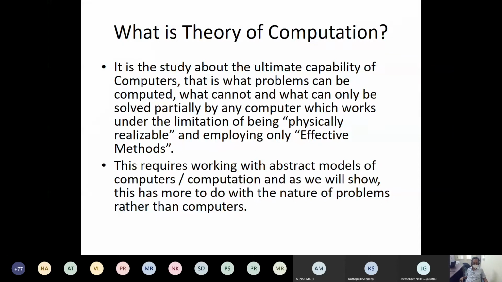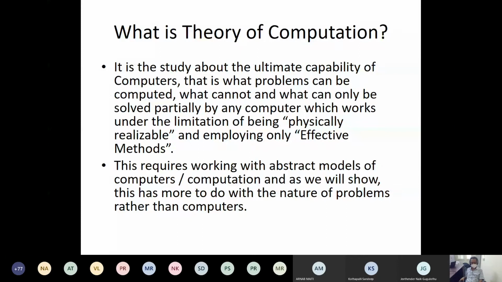This is our belief at the moment. What exactly do we mean? We mean by that, suppose we cannot solve one particular problem in a computer, it is not so much about the limitation of that computer. If we had a bigger computer, we could have solved it. Of course, there are problems which are like that, but we are not interested in that. We are interested in those problems which are inherently unsolvable or inherently only partially solvable. So this has more to do with the nature of problems rather than computers.